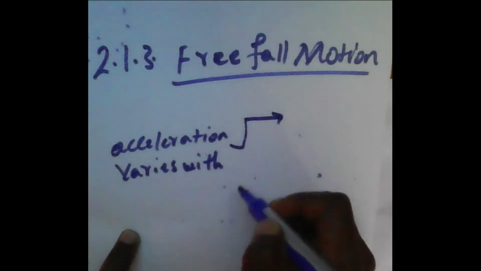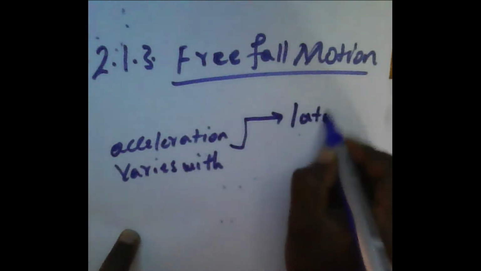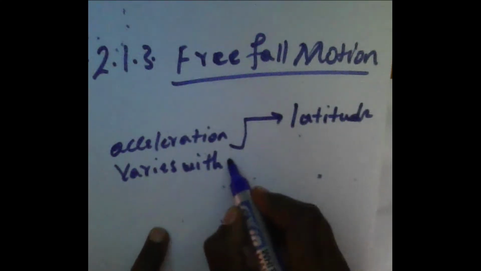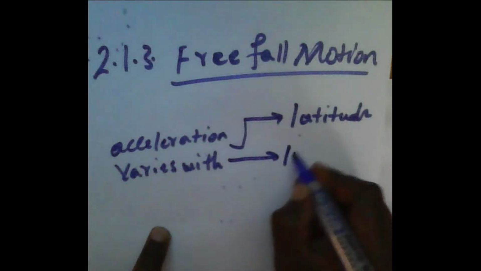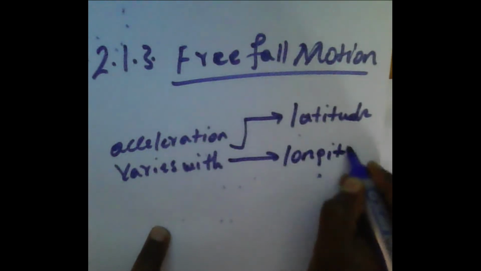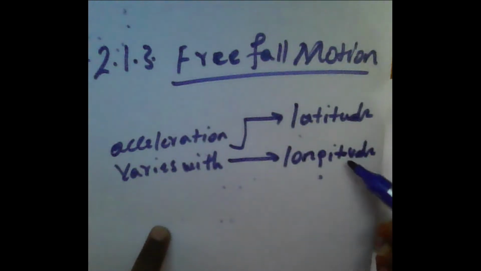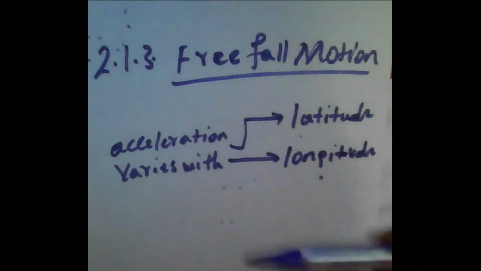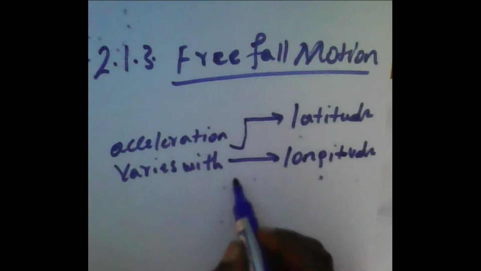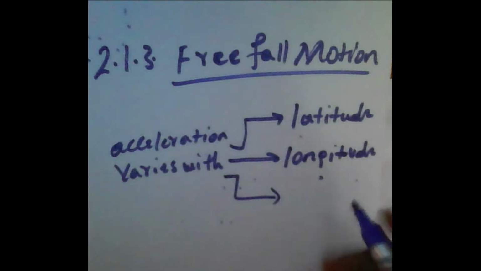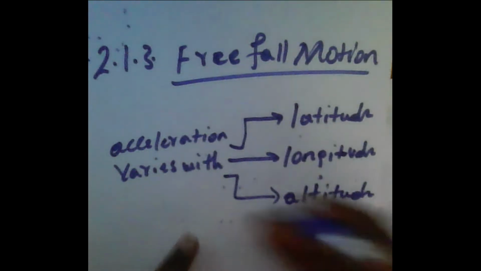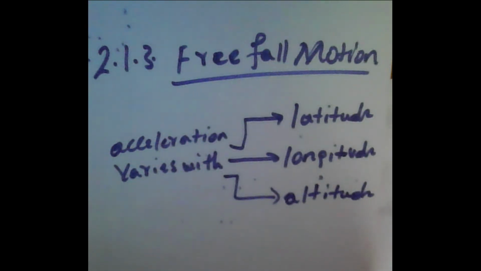The acceleration due to gravity varies with, first, the latitude. It varies with the latitude. And next to the latitude, we have to consider also longitude. With the variation of latitude, we have a change in acceleration due to gravity. With the variation of longitude, there is also a change in acceleration due to gravity. The other one that we need to consider is the altitude. Due to the variation of altitude, there is also a change in the acceleration.